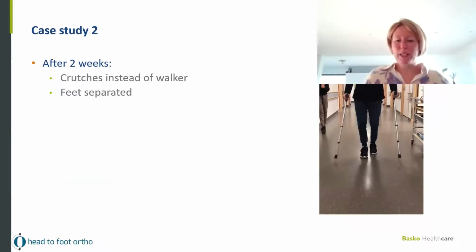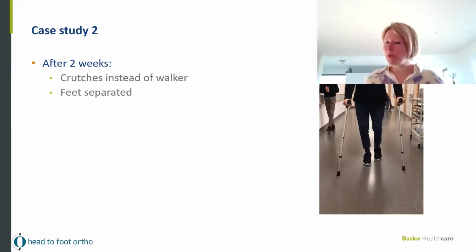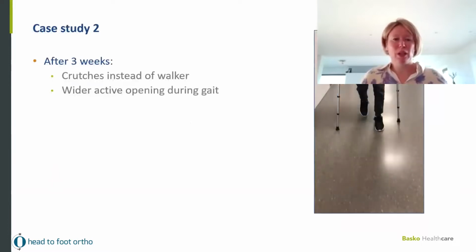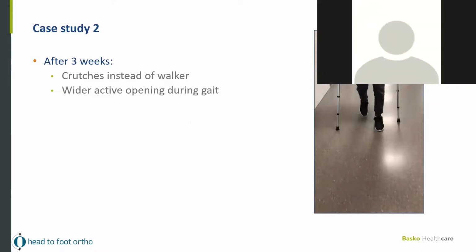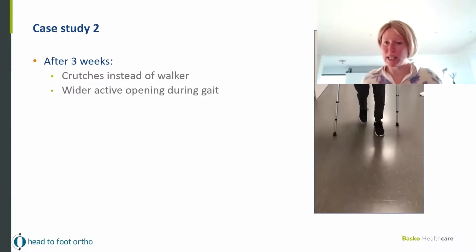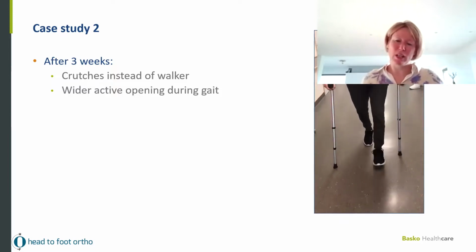So after 2 weeks, he could already walk just with crutches instead of a walker, and he could separate his feet actively. So that was very beautiful. We don't need a big abduction. But if we look further on after 3 weeks of training, we can see that there is a wider active opening during gait. And you can see that he does that actively. He is supposed to do it better on the left side than on the right side.